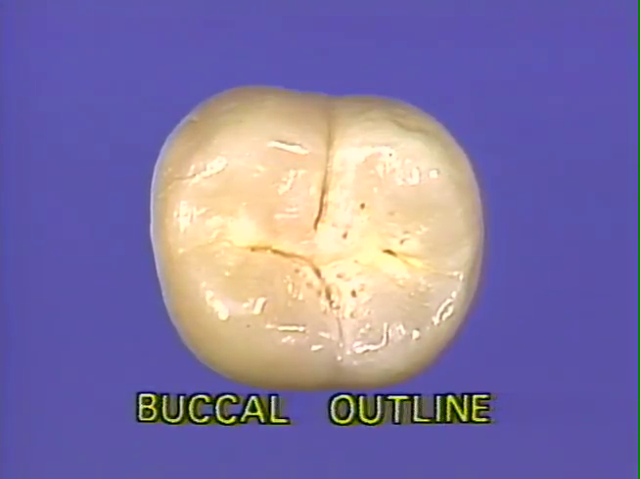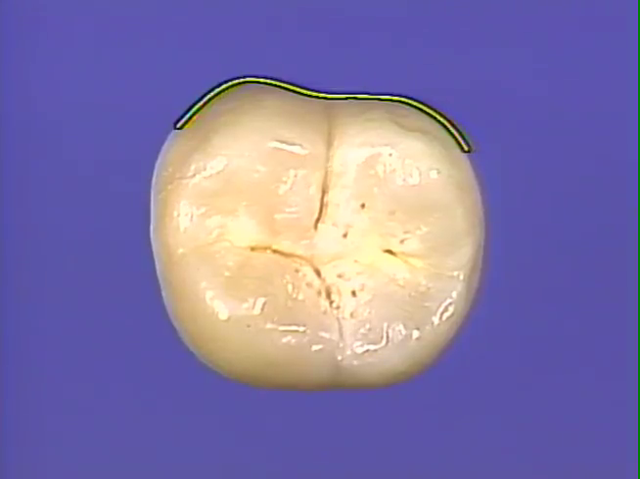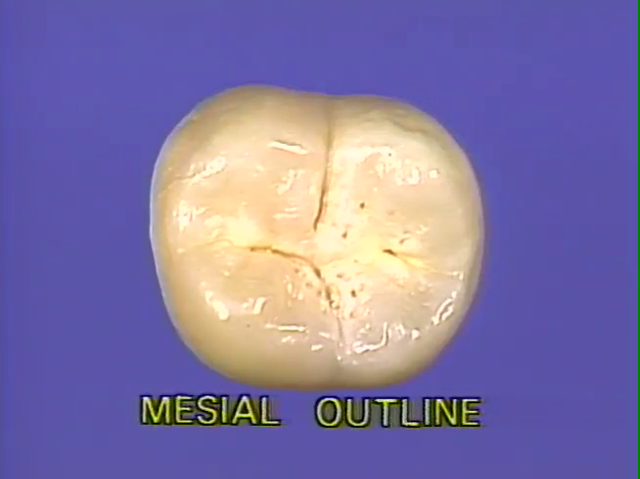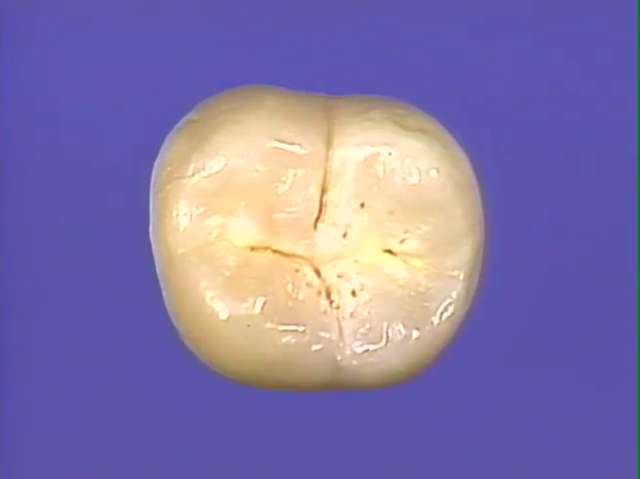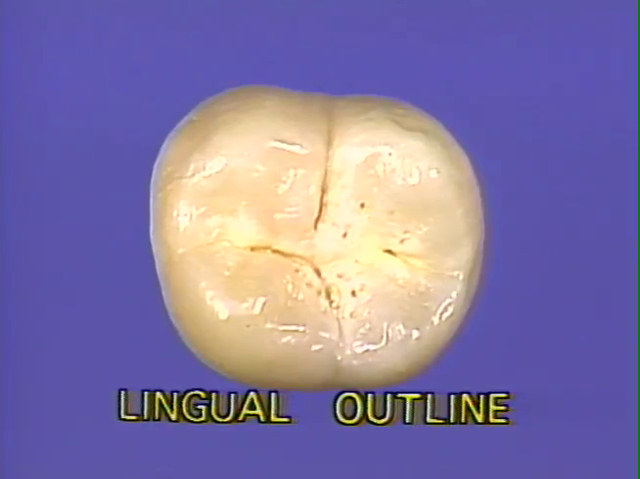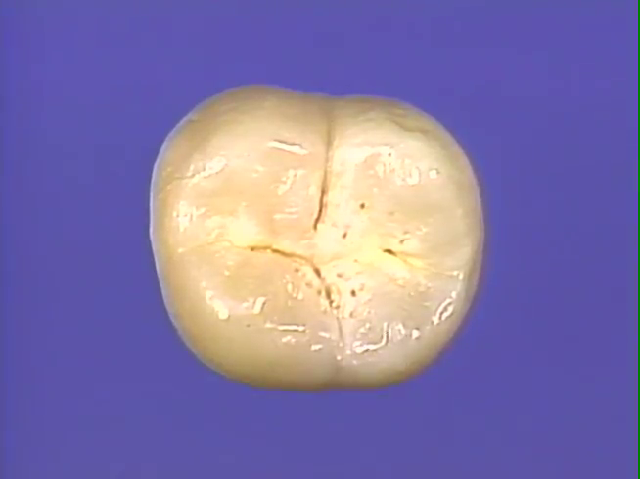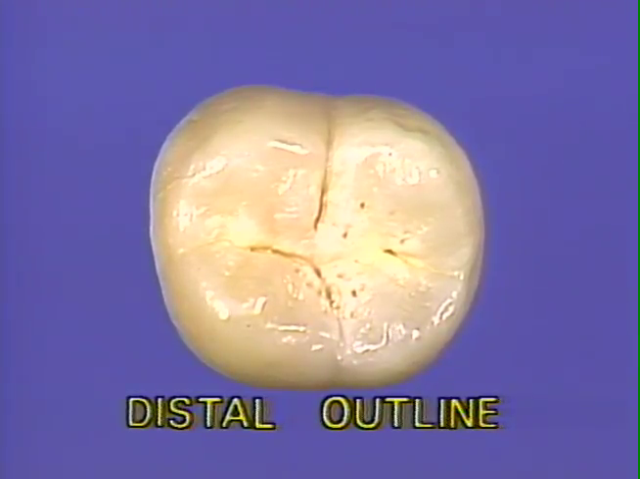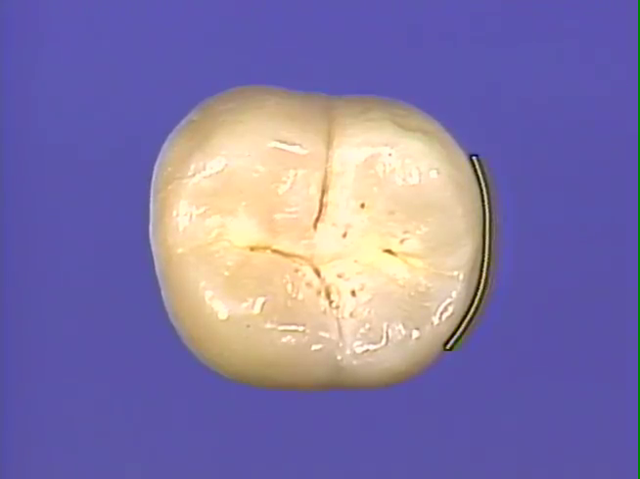The buccal outline. The buccal outline is divided into two equal convexities by the buccal groove. The mesial outline. The mesial outline presents convexities separated by the mesial marginal groove if present. The lingual outline. Lingually, the outline is slightly shorter than the buccal and divided into two equal convexities by the lingual groove. The distal outline. The distal outline is slightly shorter than the mesial and more convex toward the lingual.